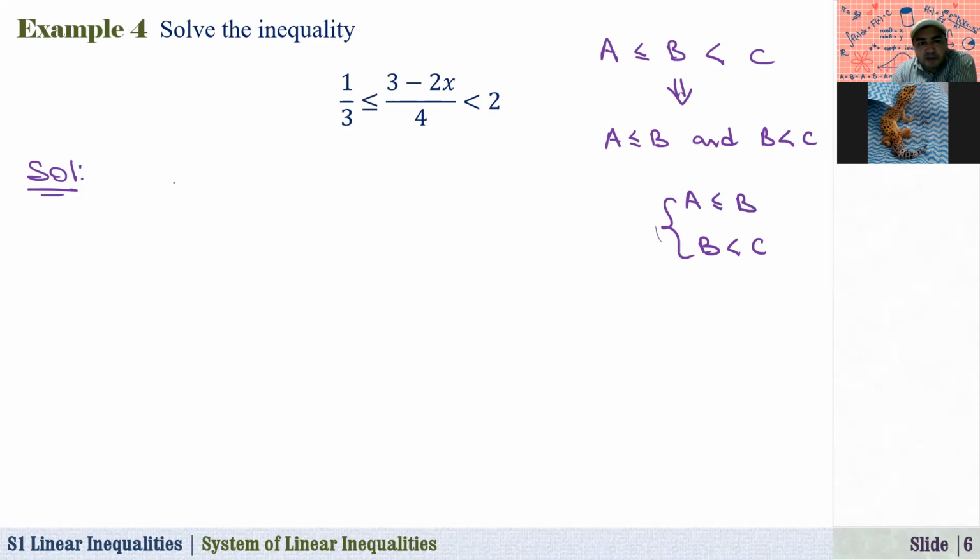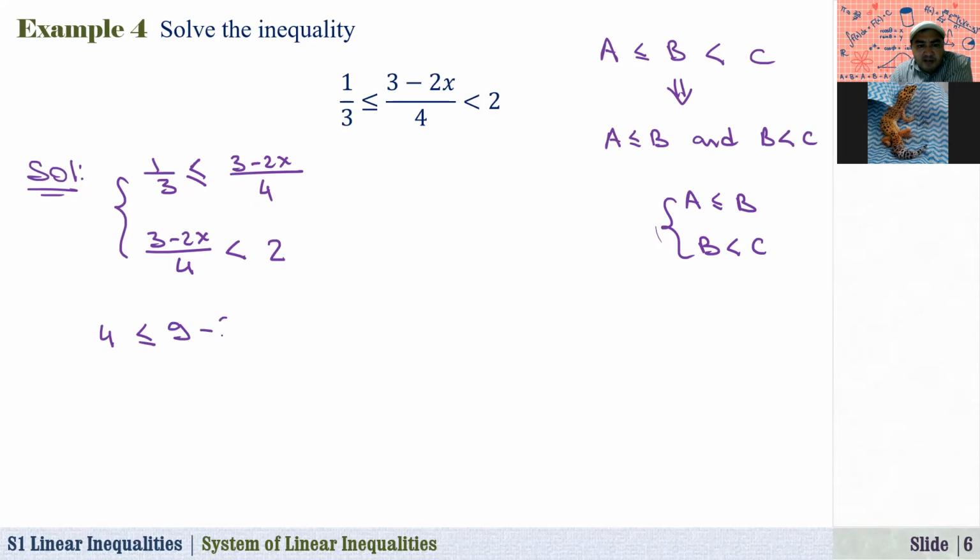So if I write it this way, we will have 1 over 3 less than or equal to 3 minus 2x over 4, and the second one, 3 minus 2x over 4 less than 2. So I have just changed this into a set of equivalent inequalities. For the first one, I can multiply both sides by 12, and we will have 4 less than or equal to 3 times 3, which is 9, minus 6x. For the second inequality, multiply both sides by positive 4, so here we have 3 minus 2x less than 8.